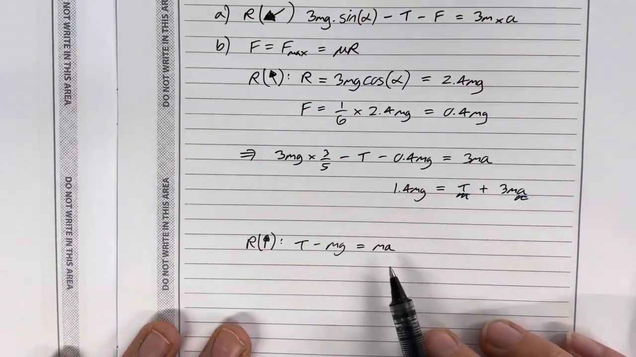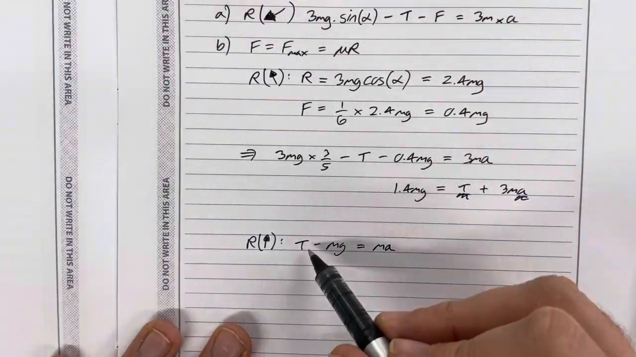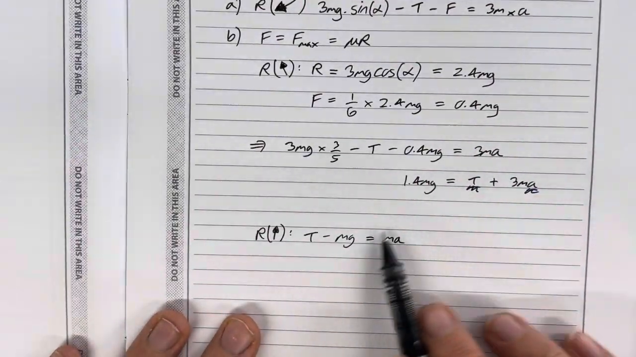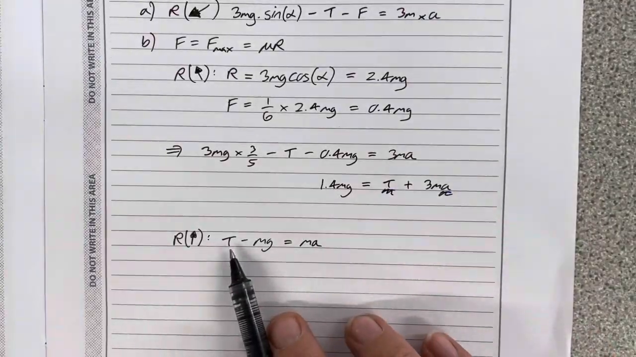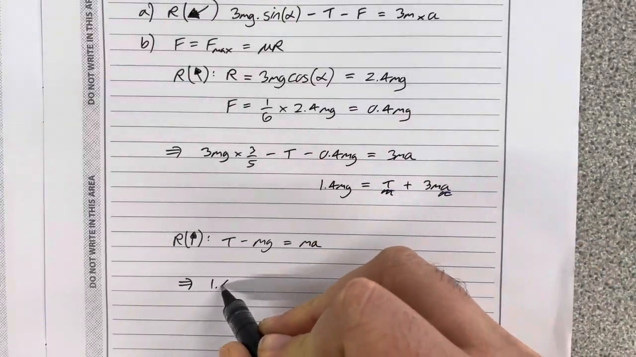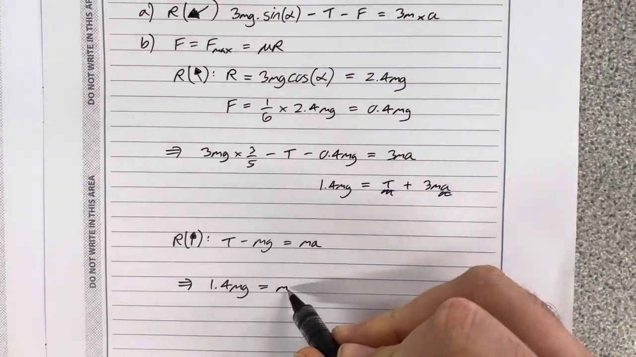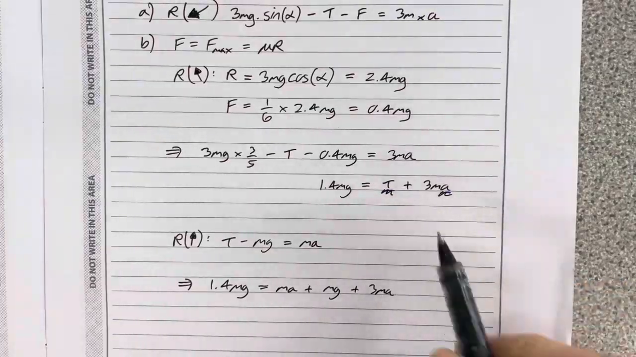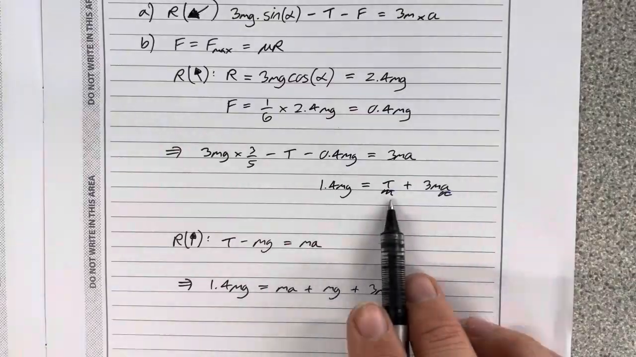So that's the second equation now. There's T again, and then there's a again. So I need to solve these simultaneously to find a. I don't know m either, but when I cancel the T's, the m's will disappear. So this is going to tell me that 1.4 mg equals T, but T is ma plus mg, plus 3ma. That ma plus mg there is the T. I've just used this definition of T into there.